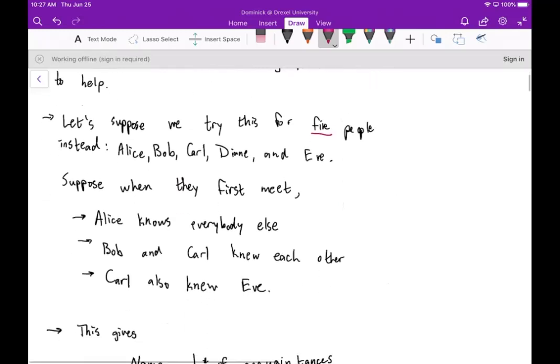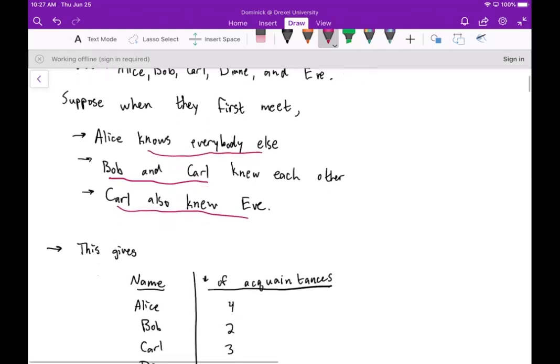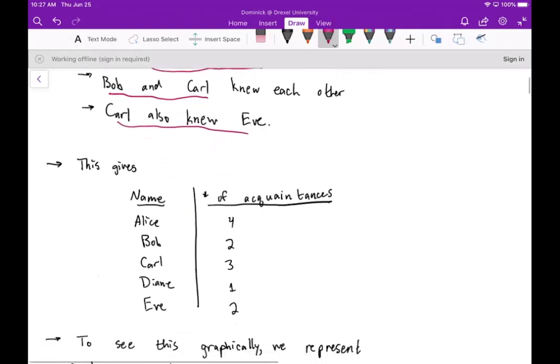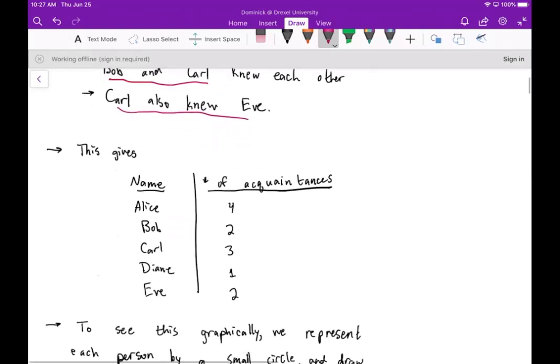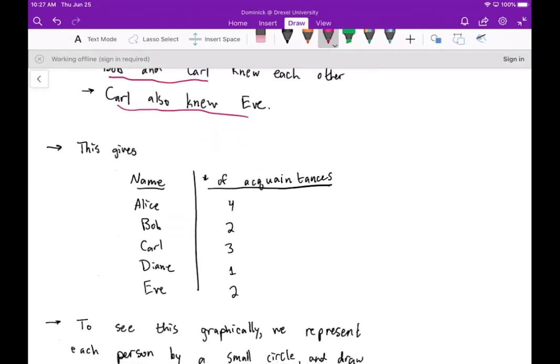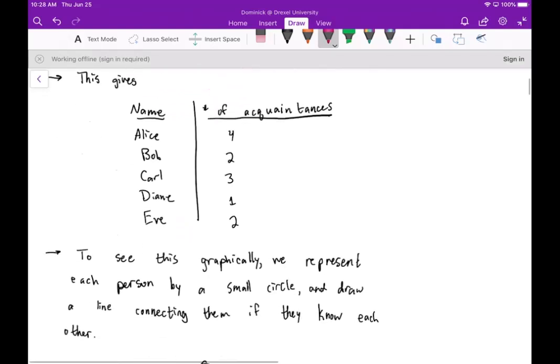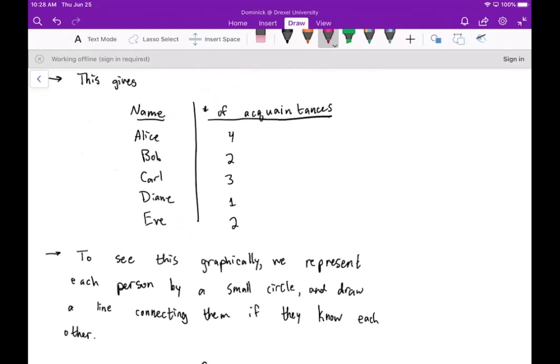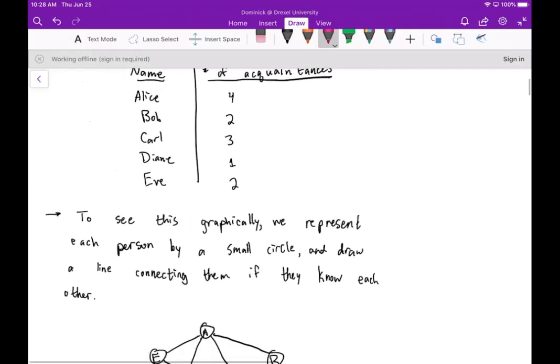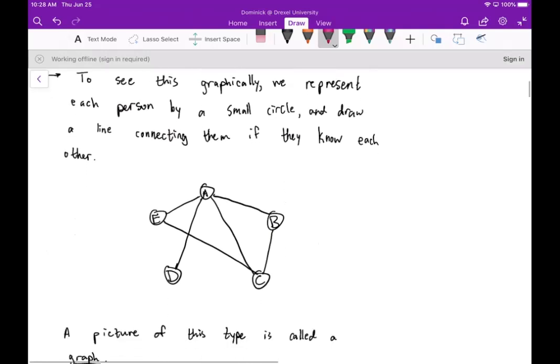Okay. Now we're going to suppose that when they first meet, Alice knows everybody else, that Bob and Carl know each other, and that Carl also knows Eve. So if we were to list what we have here, we have that Alice knows 4 people, Bob knows 2, Carl knows 3, Diane knows 1, and Eve knows 2. Now, to see this graphically, we can represent each person by a small circle and then draw a line connecting them if they know each other, right? So something like this, right?